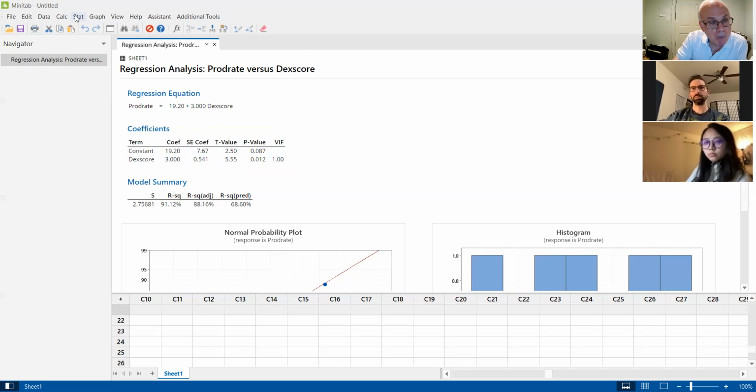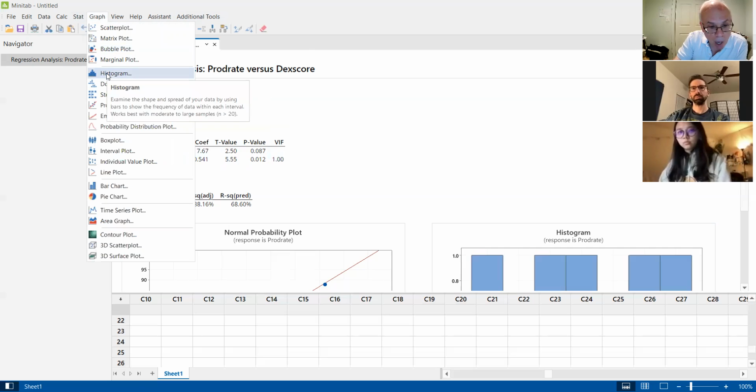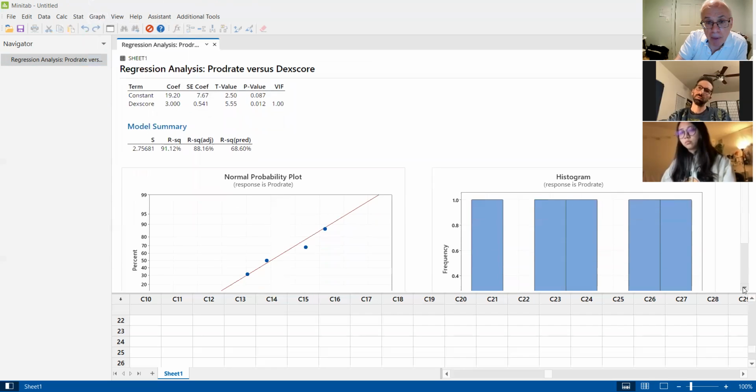With Minitab, what would we do? We would graph and do a histogram, and we use y as the variable for the histogram, and we would look at it. Does it look normal? Does it look skewed? If it looks fairly normal, we'll use the mean. If it looks skewed, we'll use the median. That's a possibility too. All right.